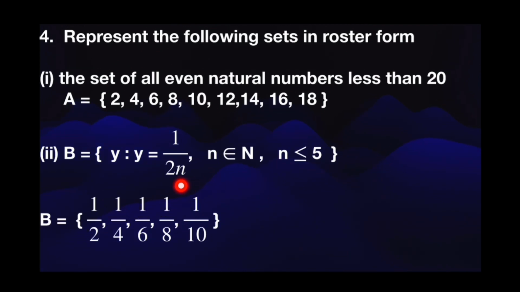So put first 1, you get 1 upon 2. Put n is equal to 2, you get 1 upon 4. Put n is equal to 3, 1 upon 6. n is equal to 4, 1 upon 8. n is equal to 5, 1 upon 10. That's all. You have to close the bracket, and this is the answer.